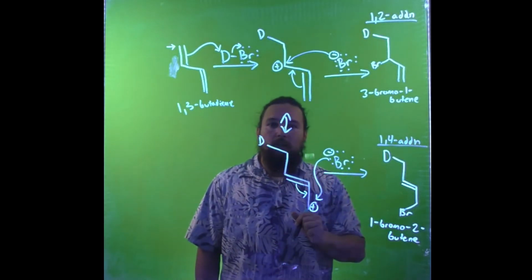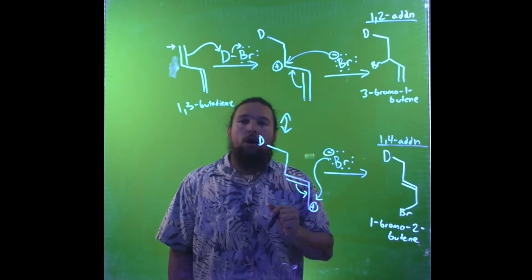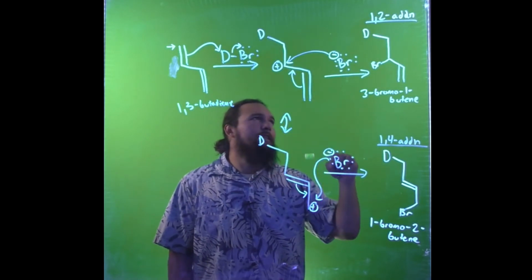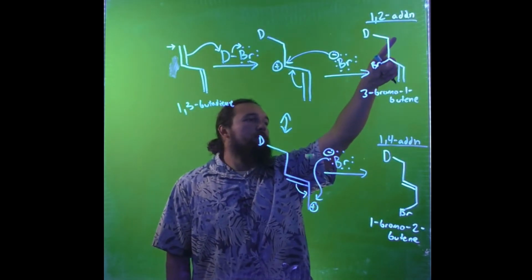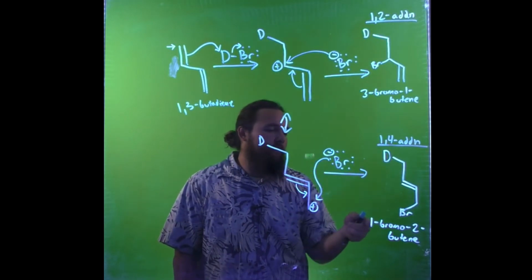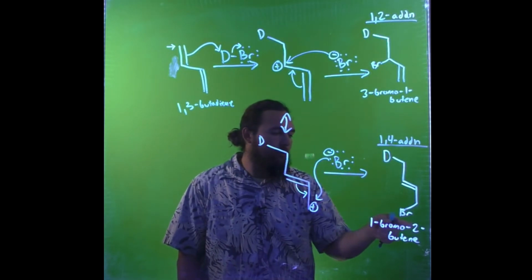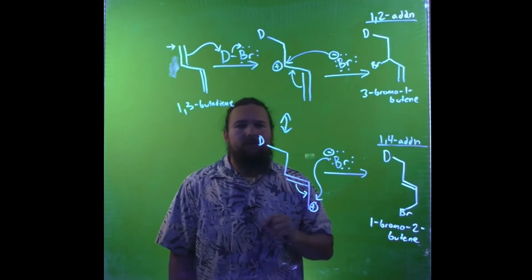Did I have a question? Okay, so this student asked, why is this called the 1,2 addition product and this called the 1,4 addition product if this name is 1-bromo-2-butene? And you know what? That's a very good question.